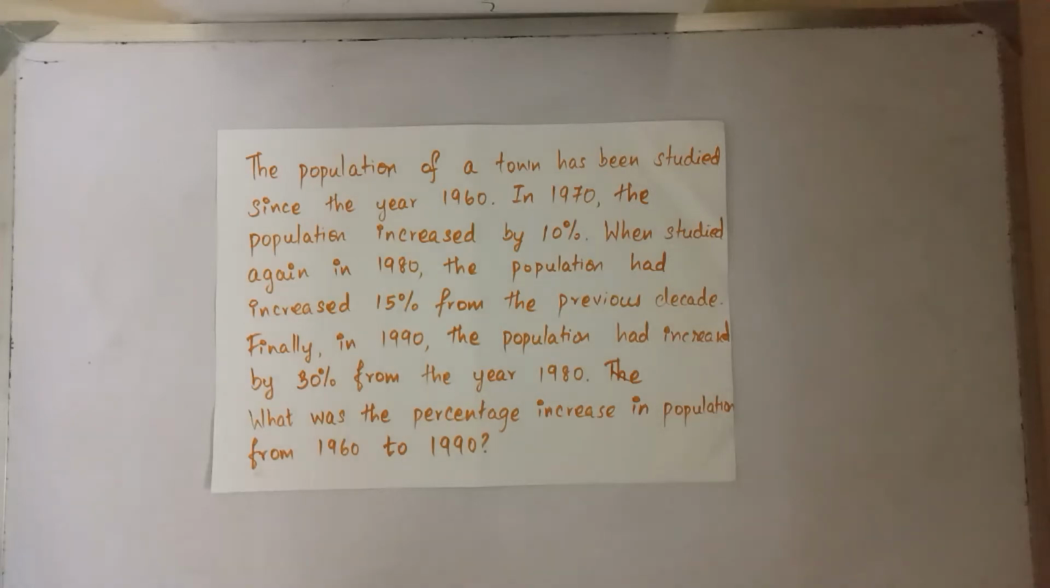Problem based on percentage. The population of a town has been studied since the year 1960. In 1970, the population increased by 10%. When studied again in 1980, the population had increased by 15% during the previous decade. Finally, in 1990, the population increased by 30% from the year 1980. What was the percentage increase in population from 1960 to 1990?